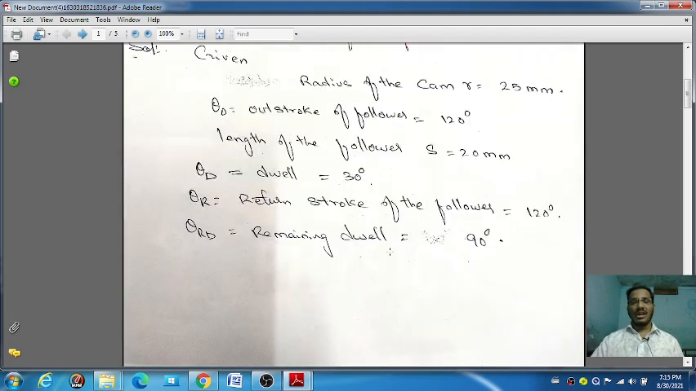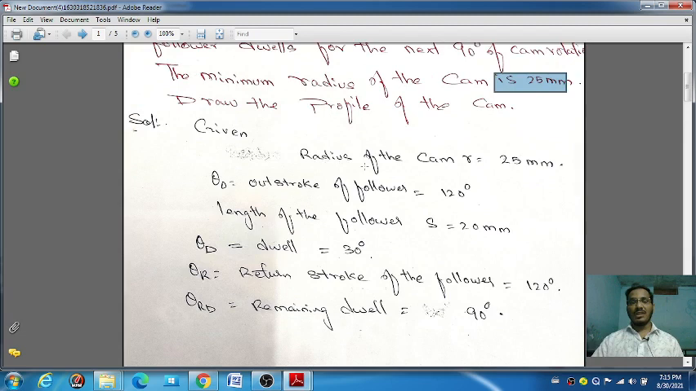Okay, here the given radius of the cam is 25 mm, the outstroke of the follower is 120 degrees, the length of the follower is 20 mm, and theta d, I am writing here, 30 degrees. While subtracting from these degrees, I am getting 30 degrees. The total will be 360 degrees of rotation of the cam. Return stroke is also the same, 120 degrees, and the dwell remaining is 90 degrees.